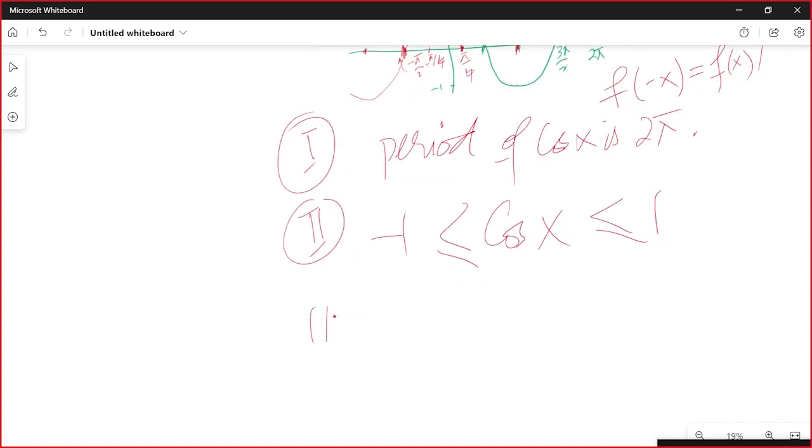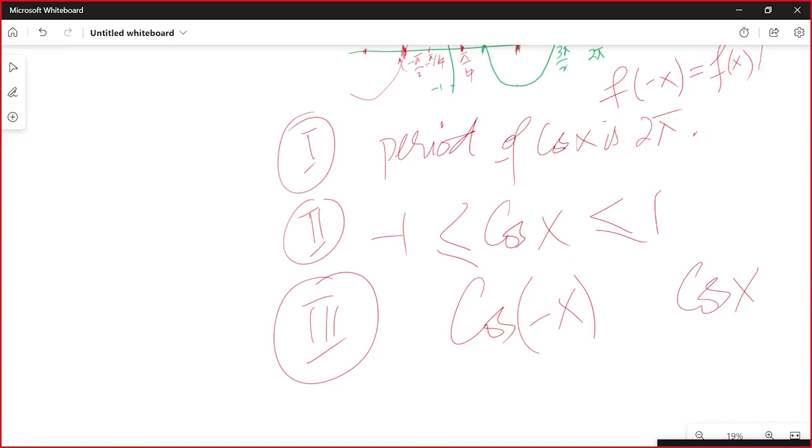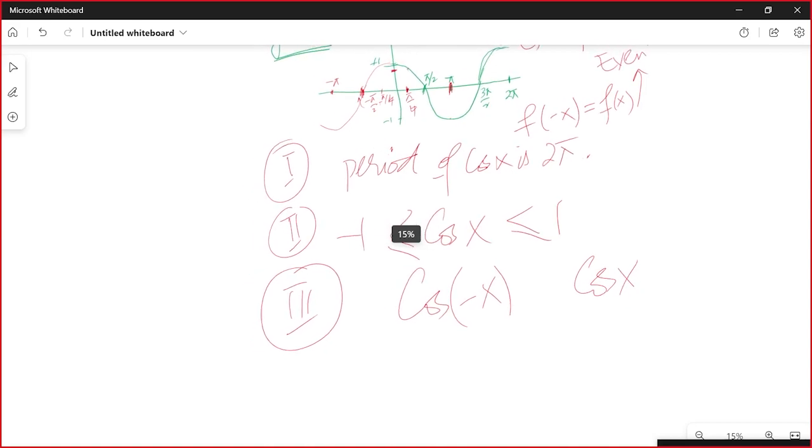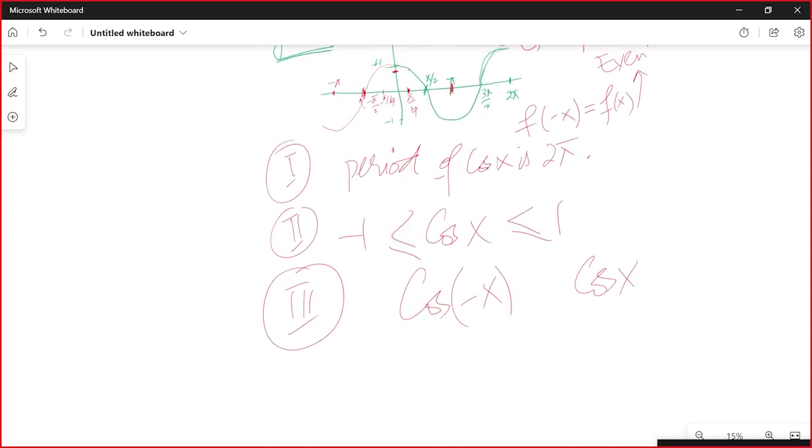Now, let me ask you this. What is the relation between cos minus x and cos x? I want to put a sign in between them, which I haven't deliberately put. That would be equal, because they are even functions. Does it make sense to you? Yep. Okay, very nice. So they are even functions.